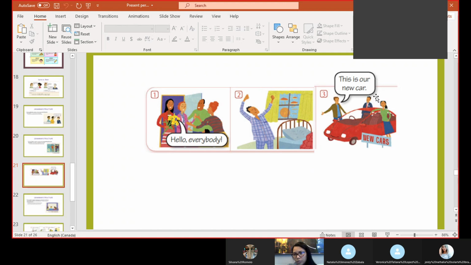And in the third picture, this is our new car. If you look at the sign, new cars, so maybe they are still at the dealership. You know, the dealership is the place where people can buy cars. It's like concesionario. So they are still at the dealership. Yeah, so Natalia says they have just bought a new car.